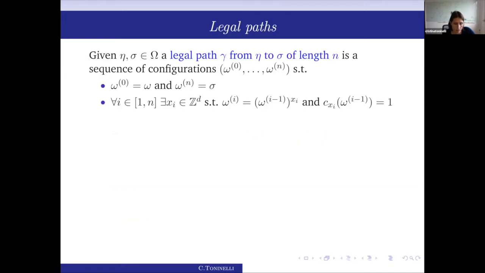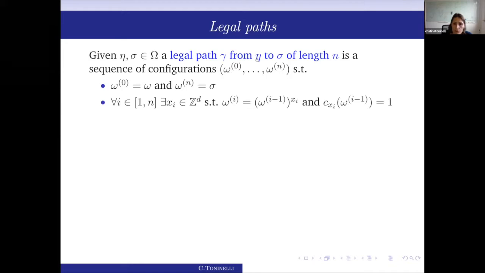Okay. So now, I told you that the first day is setting up all the tools. So I need yet another simple tool, which is again connected with this notion of Bootstrap percolation in some way. It's the notion of legal paths, the notion of possible paths connecting two configurations.